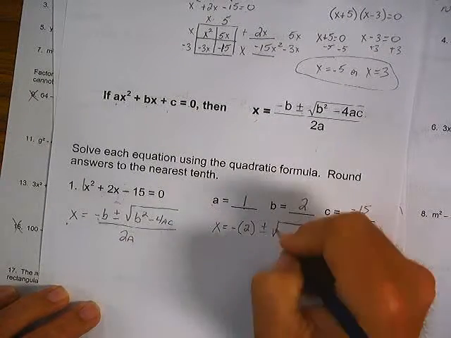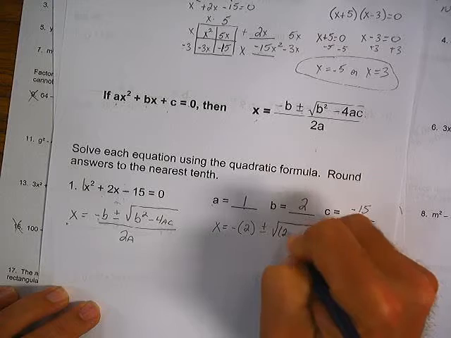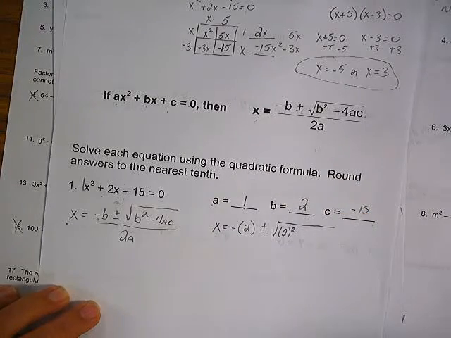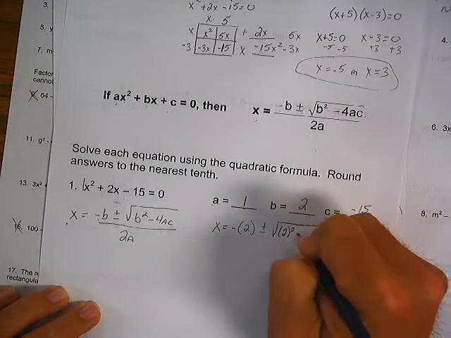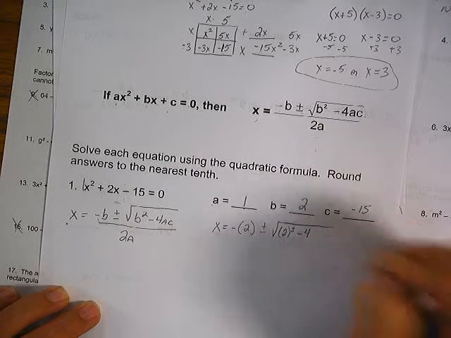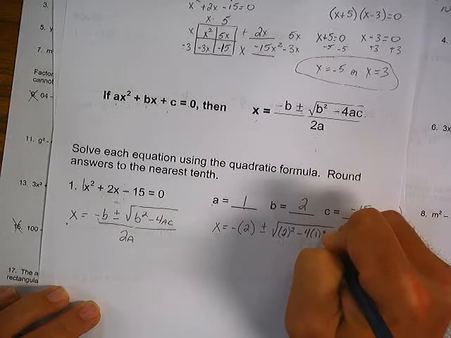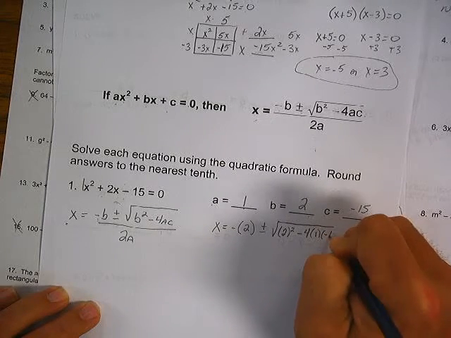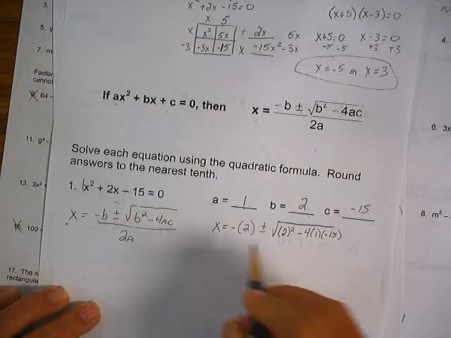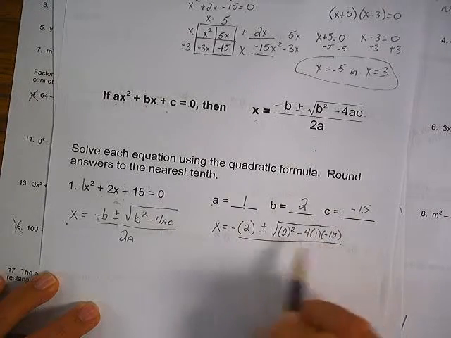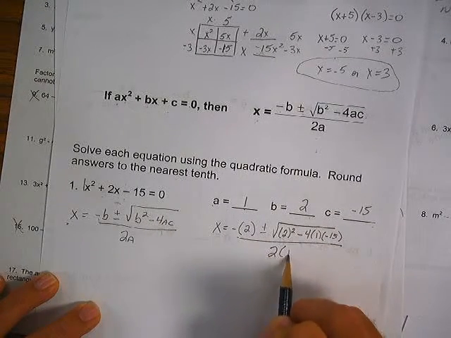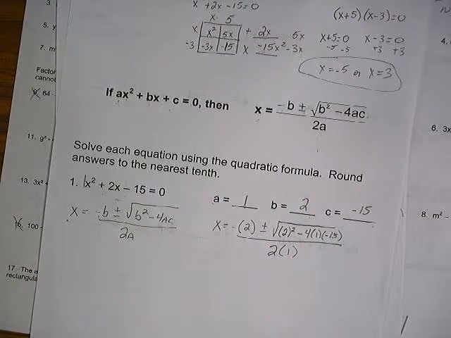Once again, I have a b, so I'm going to have 2 squared. Make sure you put it in parentheses. Minus 4 times a, which is 1, times c, which is negative 15, all over 2 times 1. Wouldn't it be 1x squared? What's that? Wouldn't it be 1x squared? Where?